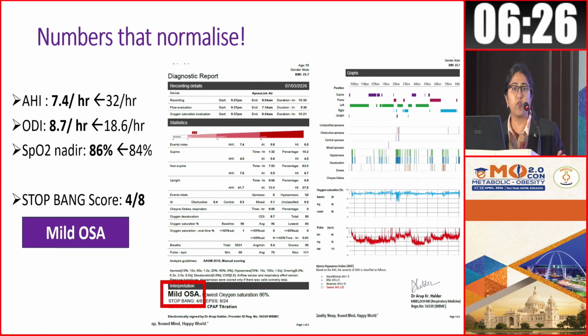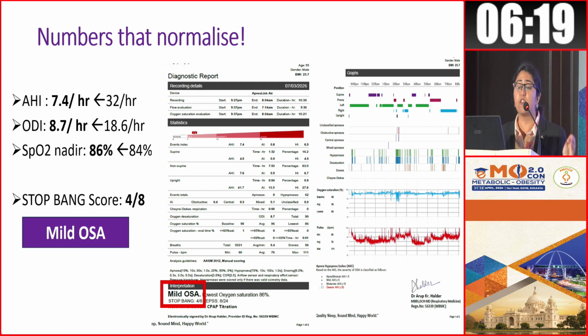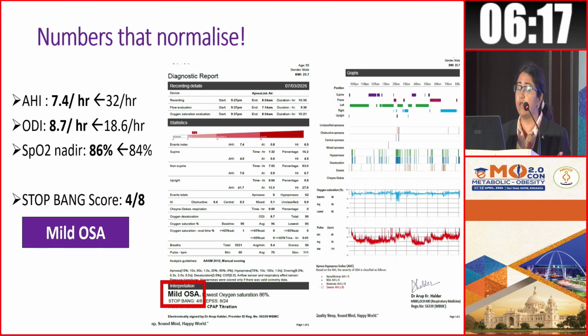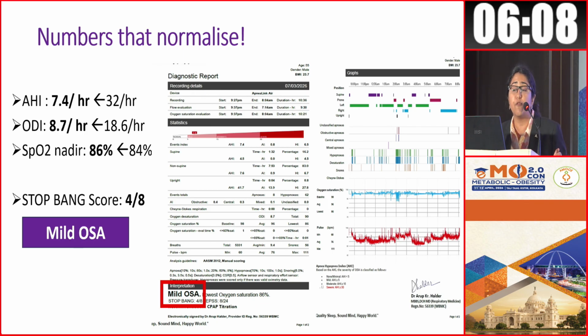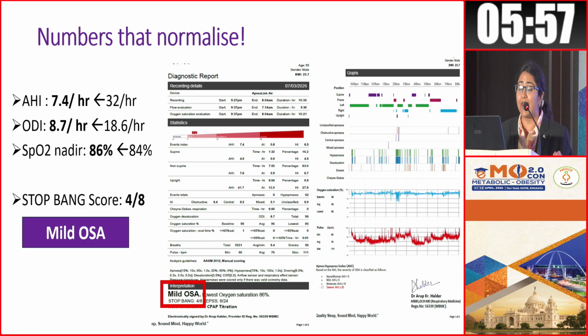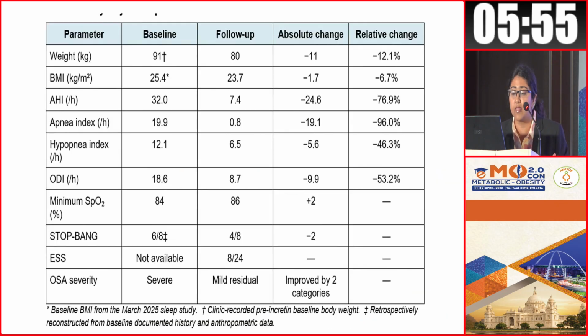Now we were perplexed to see that the numbers had normalized. The apnea-hypopnea index came down from 32 events per hour to 7.4 events per hour. Oxygen desaturation index went from 18.6 to 8.7 per hour, and the nadir of SpO2 from 84% to 86%. The STOP-Bang score was reduced from 6 out of 8 to 4 out of 8 points. The polysomnography report said that it was now mild OSA.